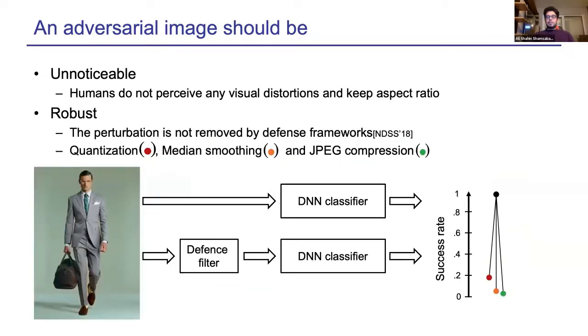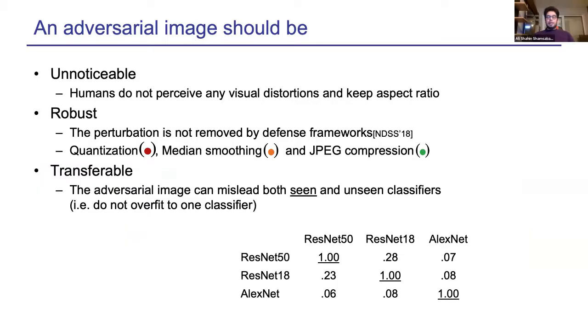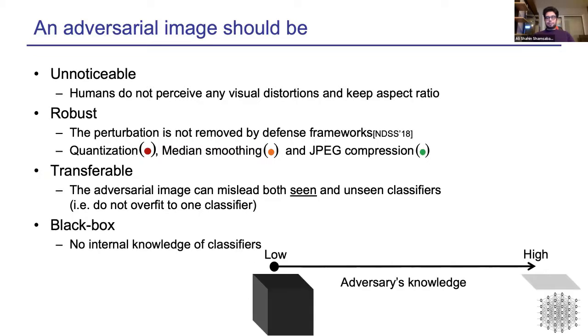Also, adversarial images should be robust to defenses that apply input-based transformations, such as quantization, median smoothing, or JPEG compression. And adversarial images should be transferable to unseen classifiers, so not only misleading the seen classifier, but also unseen ones. And ideally, the knowledge of the attacker should be limited, for example, only to the output of the classifier, which is black box in this case.